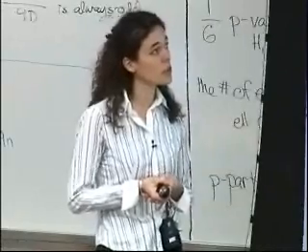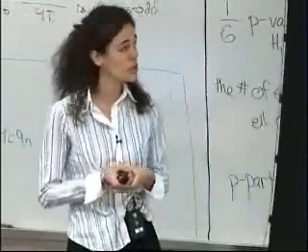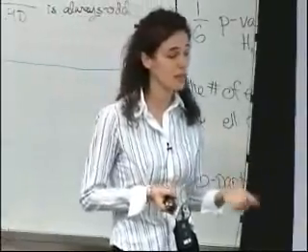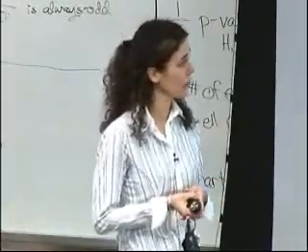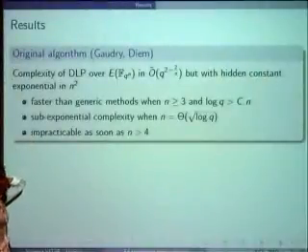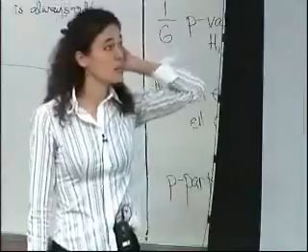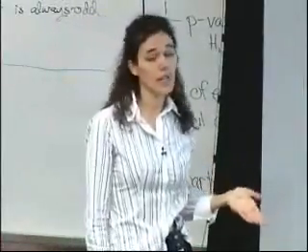And Diem has also proved rigorously that this algorithm is sub-exponential as soon as n grows as fast as the square root of log q. But unfortunately, the constants that are not written here are exponential in the square of n, as n goes to infinity. And in fact, these methods won't be applicable as soon as n is greater than 4.